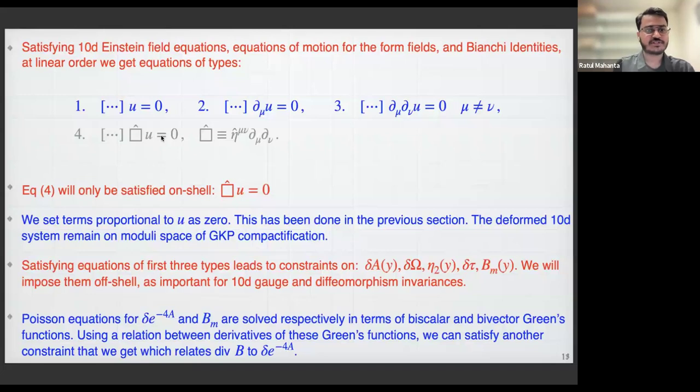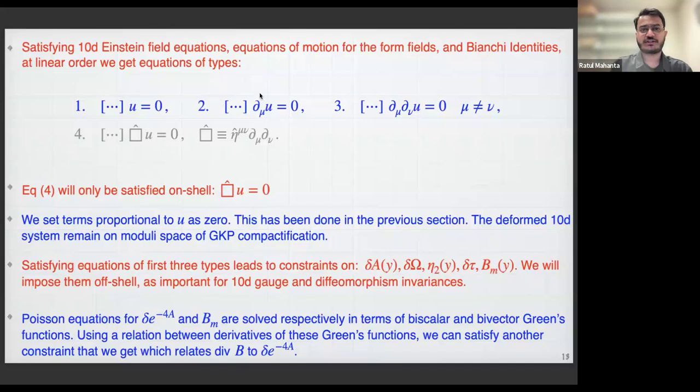Among them, the first ones, any terms proportional to u, we set to 0. And this has been done in the previous section. The deformed 10D system remains on the moduli space of GKP compactification, because we want to stay on the moduli space of GKP compactifications.